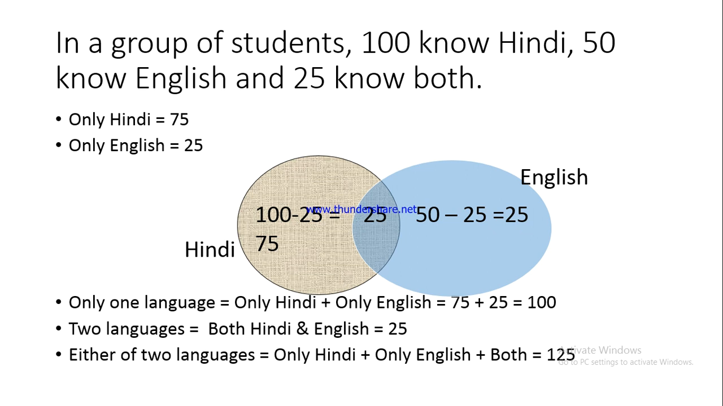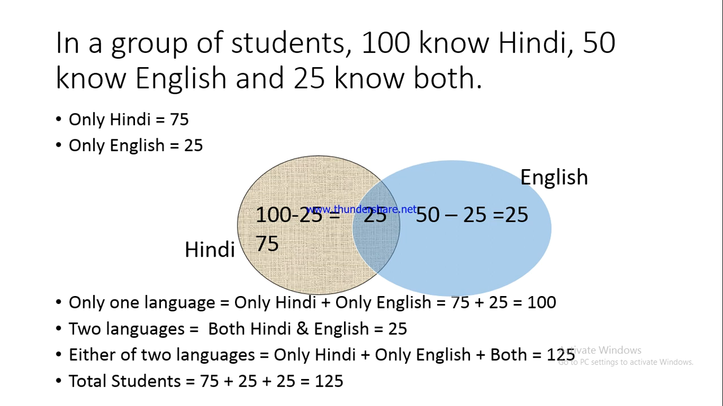Have a look at the first circle which is there on the left. So Hindi is equal to 75 plus 25 is equal to 100, but only Hindi means you do not have to take into consideration the overlapping area. So the grayish area, which is denoting 75, is showing us the number of students who know only Hindi, and the value is 75.